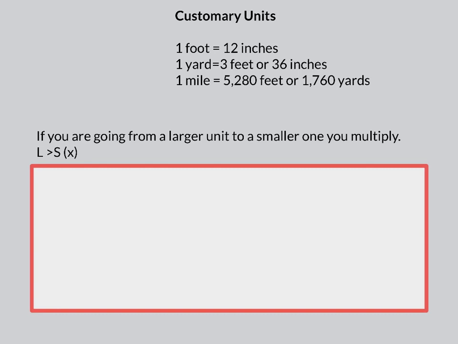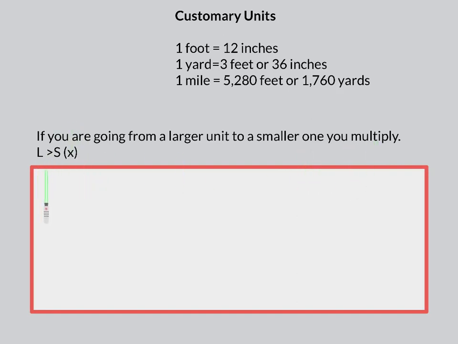So here's the next important note. If you are going from a larger unit to a smaller one, you multiply. So here's my little tip. Always write L to S or S to L, depending on which way we're going, and that way it helps determine what operation you're going to do. Some of these are easy at first, but they get difficult. So if you know this procedure, it'll be a good tool.